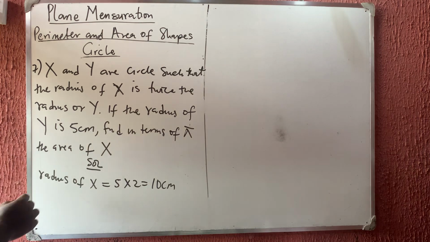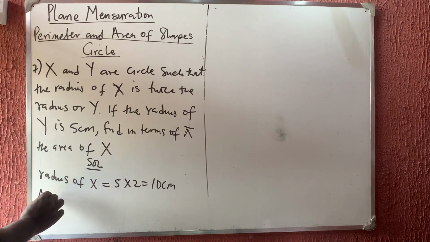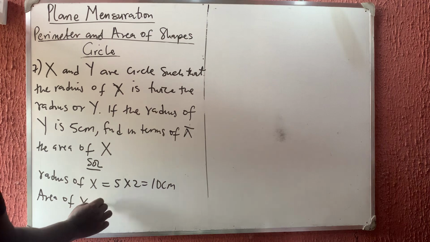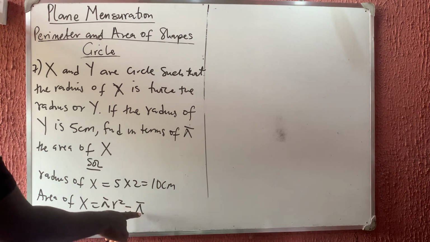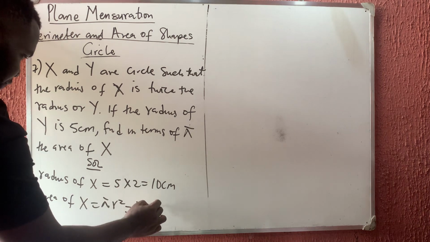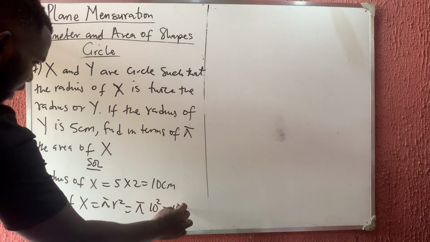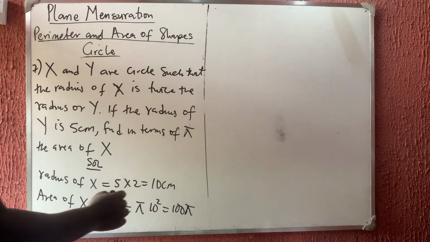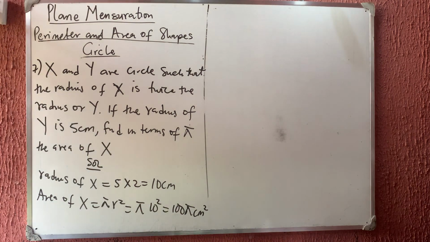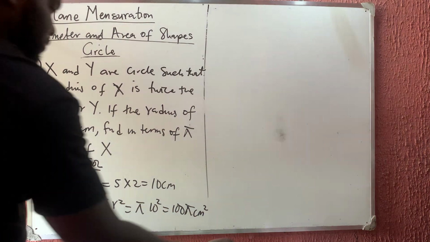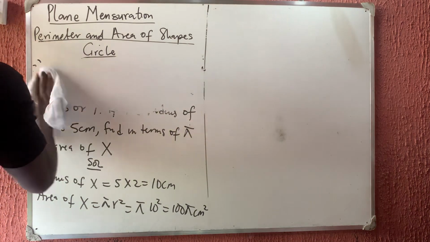To find the area, the area of x will be pi r squared. They say in terms of pi, so we leave pi like this. So I'm going to have pi times 10 squared, which is 100 pi in cm squared. So that is the area of x. So it is not difficult. We move to the next question.